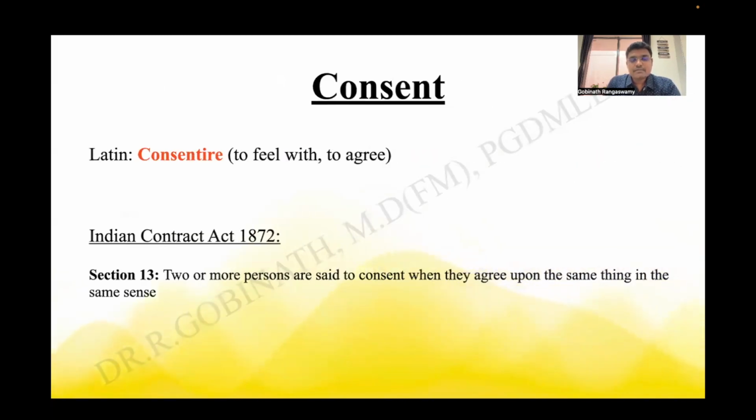So in Latin, the word consentare means to feel with or to agree with. The Indian Contract Act says two or more persons are said to consent when they agree upon the same thing in the same sense. The same thing here is the treatment procedure or any diagnostic procedures. In the same sense means the doctor should make the patient understand. So it is better explained in the language and the adequate information should be given to the person in which he understands.